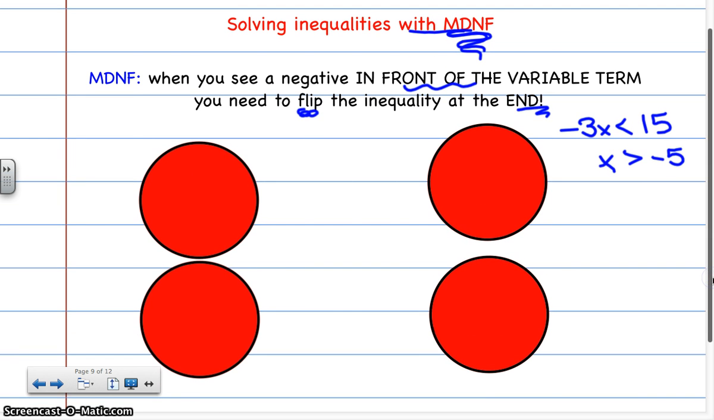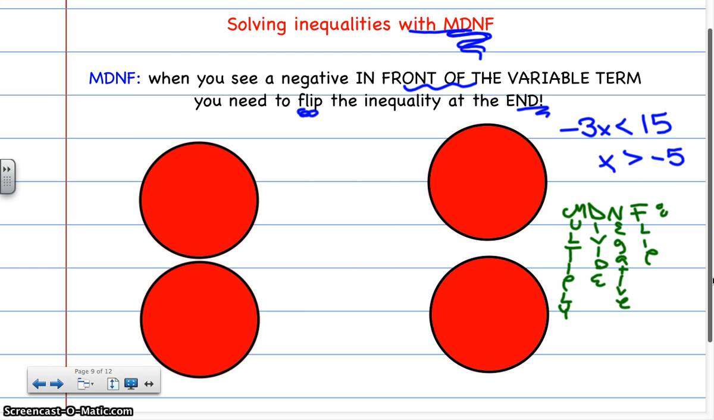Just to refresh, we have done MDNF one time this year. To refresh your mind what MDNF means, it stands for multiply, divide, negative, flip. If at the end you multiply or divide by a negative, we flip the inequality. So anytime I say you forgot to MDNF, it means you forgot to flip that inequality. Okay? So it says multiply, divide by a negative, flip your inequality.